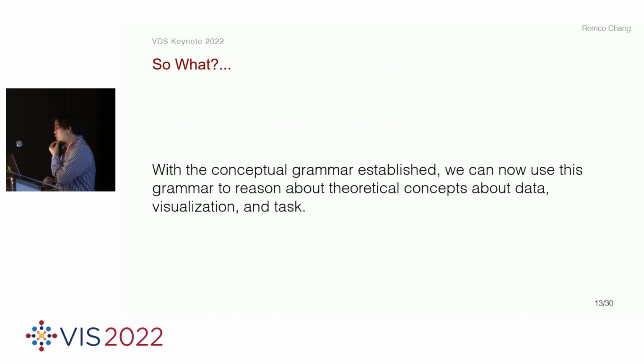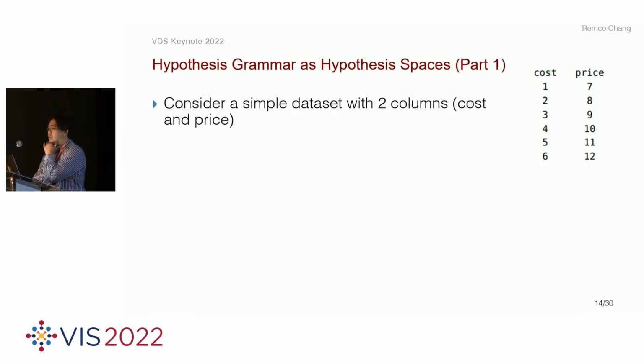Okay, so what, right? I just proposed a conceptual grammar. What can we do with this? Well, I want to suggest that with this grammar, if you believe in what I just said as a foundation, we can now use this grammar to reason about some theoretical concepts about data, task, and viz. So the first thing is, I'm going to introduce this notion of the hypothesis grammar as hypothesis spaces, right?